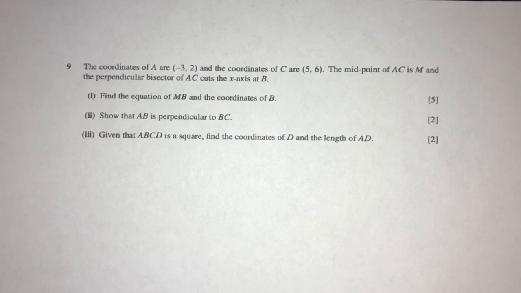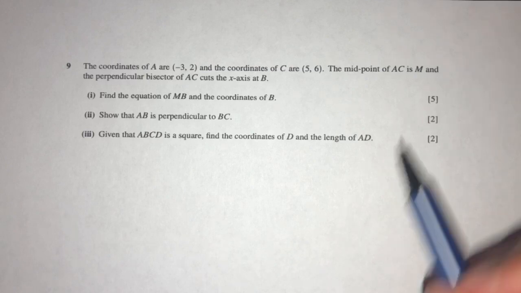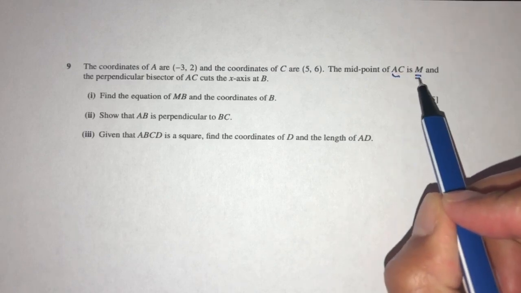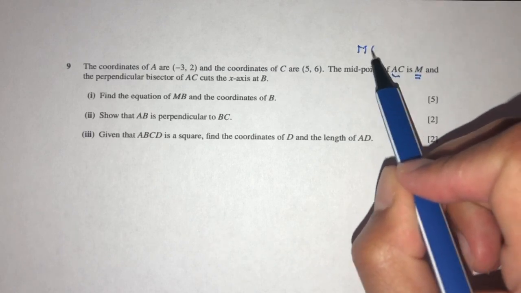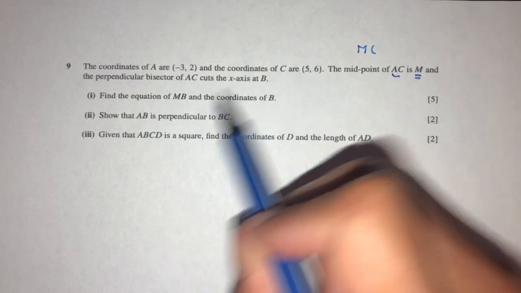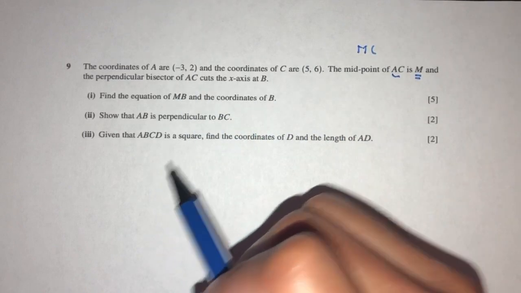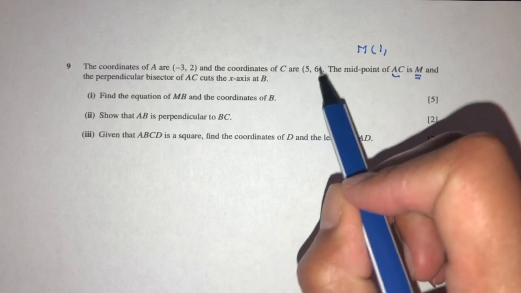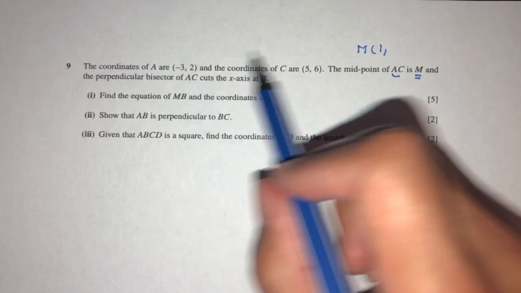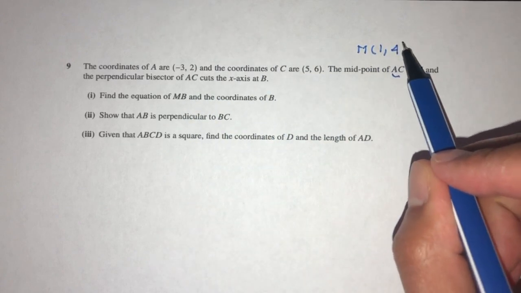Now let's move on to the next question. The coordinates of A are (-3, 2), okay, and the coordinates of C are (5, 6), okay. Now we have the midpoint of AC is M, so let's find M. So how do you find the midpoint? Pretty easy. We take x1 plus x2, so 5 minus 3 is 2, divided by 2 is 1. Then 6 plus 2 is 8, divided by 2 is 4. So this is the midpoint M of AC.